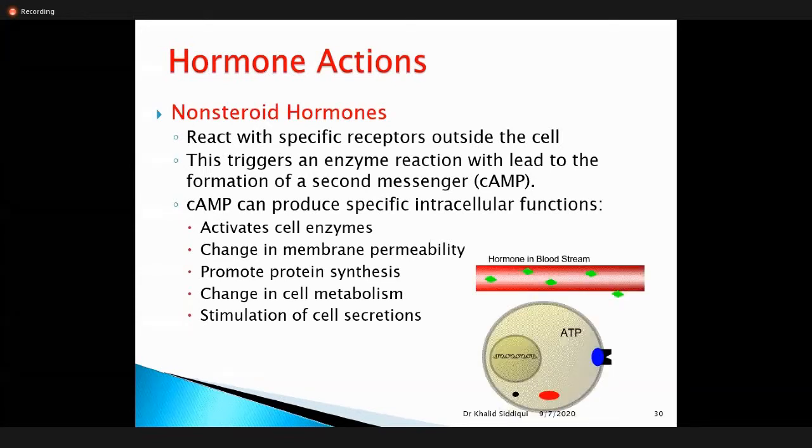Now here you can see the green color hormone binds with the receptors located over the cell membrane, and then it activates the cyclic AMP, and then the cyclic AMP executes the function of the target cell.